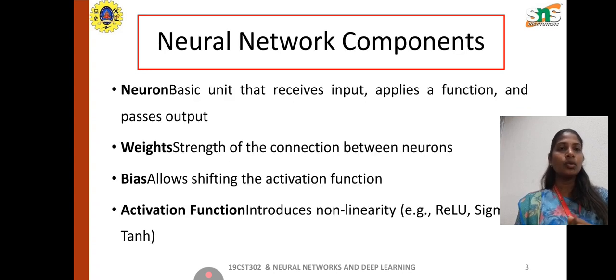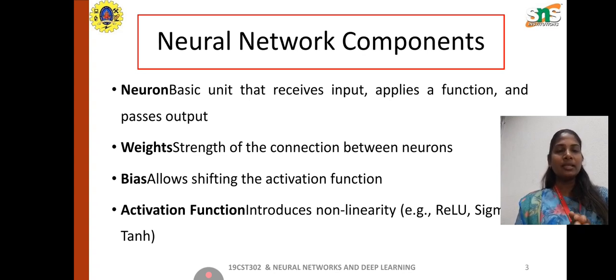Then next, if we take a neuron, how does it process the data, and how is the data transferred from one neuron to another neuron? First we have to know the basic components of neural networks. The first one is neurons. It is a basic unit that receives the input and then applies a function. It may be a step function or any sigmoid function. Here we apply an activation function and pass the result out.